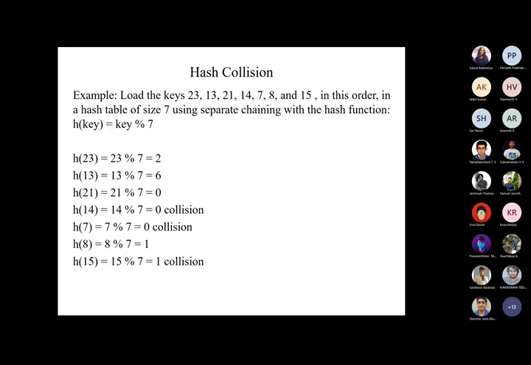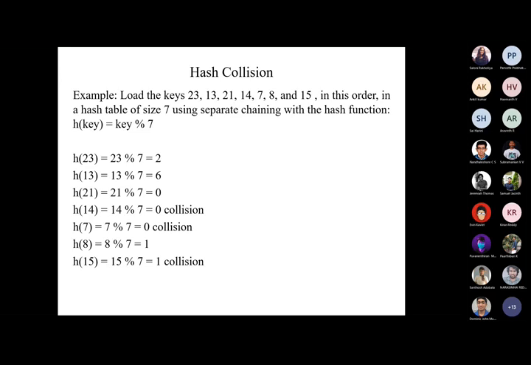For example, the key values are going to be 23, 13, 21, 14, 7, 8, and 15 respectively. And the hash function is given by hash of key equals key mod 7, right? So whenever you apply this hash function, 23 mod 7 is going to be 2, 13 mod 7 is going to be 6, 21 mod 7 is going to be 0, and again 14 mod 7 is going to be 0, 7 mod 7 is going to be 0, right?